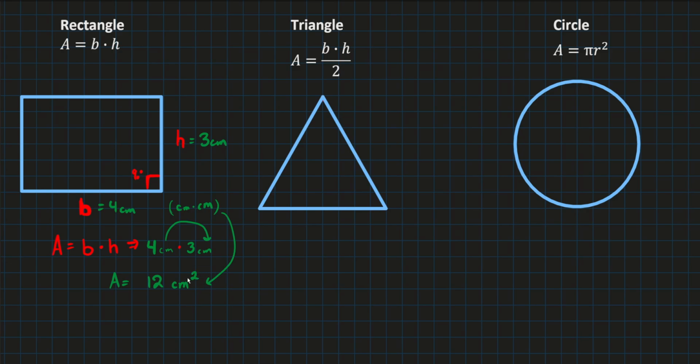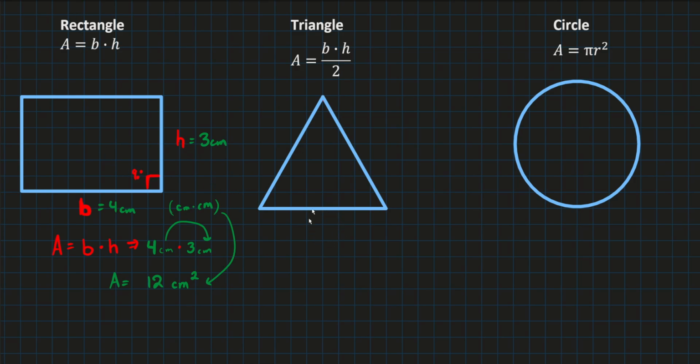Okay, base times height, rectangle, super easy. Don't overcomplicate it. All this is just extra frills. Just remember, area of a rectangle is base times height. 4 times 3, 12 centimeters squared. Bamskis. What about the triangle?